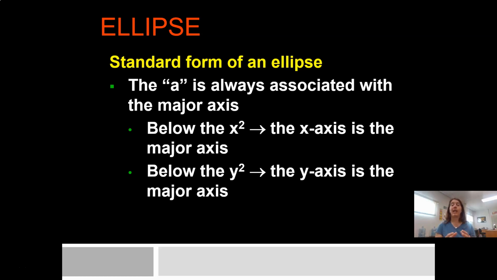Okay, so what does that mean? If the bigger number, and that's what we're saying with A being the major axis, because major means it's the bigger of the two pieces, is underneath the x in your question, technically x squared, your ellipse is going to be stretched out going left and right. If the bigger of your two numbers that you see in the denominator is underneath the y squared, then your ellipse is going to be stretched going up and down. So where the bigger number is located tells you which axis is the major axis in your question.